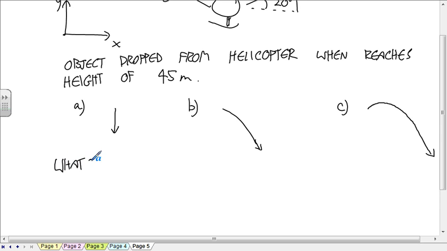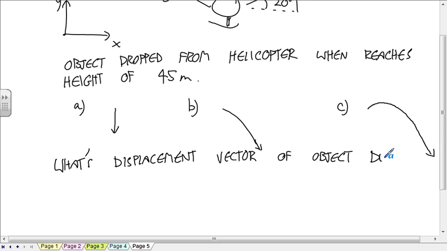What's the displacement of the object, the displacement vector, during its fall? No apostrophe on that kind of it. I only did that to prove the point. Okay, so take a minute, work on that together, and then I'll do it.